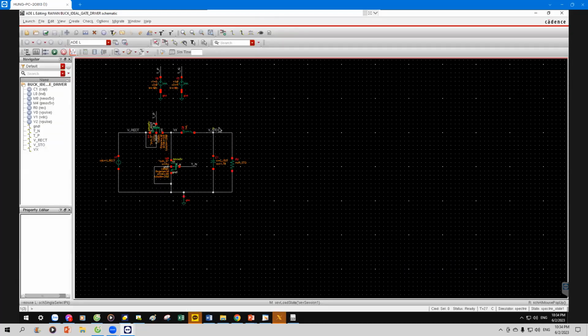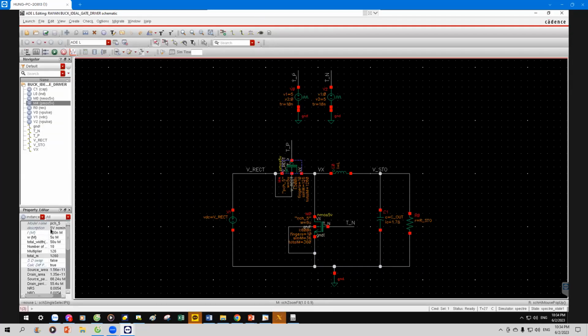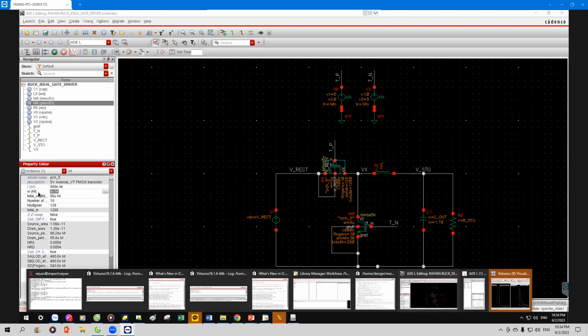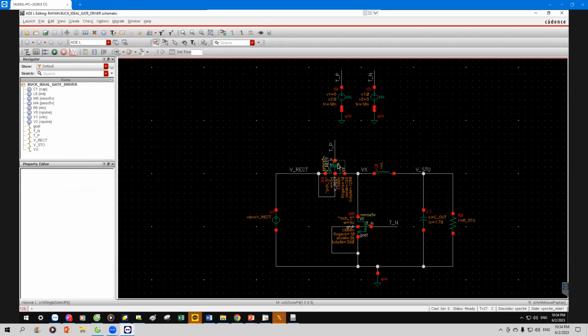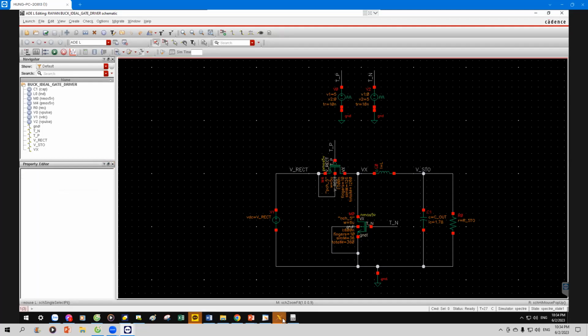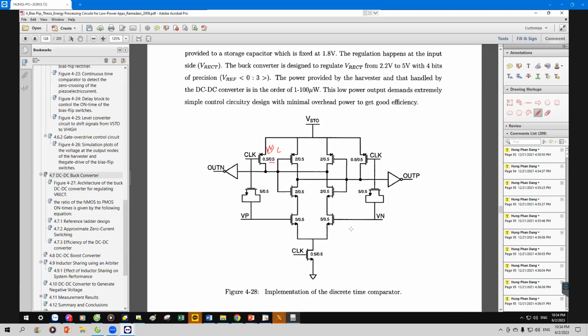So in a MOSFET, you have width and length, right? Okay, I got it. 0.5 is 500 nanometers for length, and 2 micro is 2 micrometers for width. So you should change to 2 micrometers here. Okay. Got it? Yes, I got it.